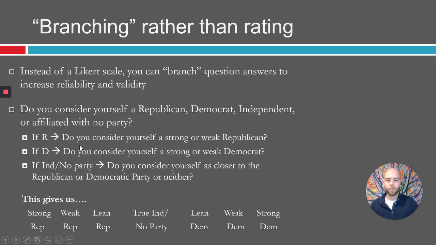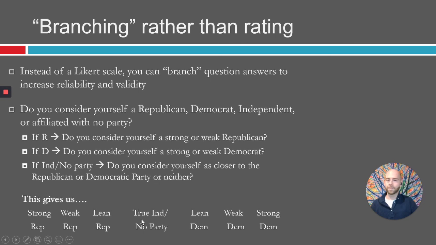So all those Republicans, you break them down into the strong and weak Republicans, all the Democrats, weak and strong Democrats, and then all these people in the middle, if they said in the first question they're independent or not affiliated, they then have the chance to say, well, yeah, I do lean this way or I do lean that way. And that breaks up all the people that would have just put 4 on here, not necessarily correctly.